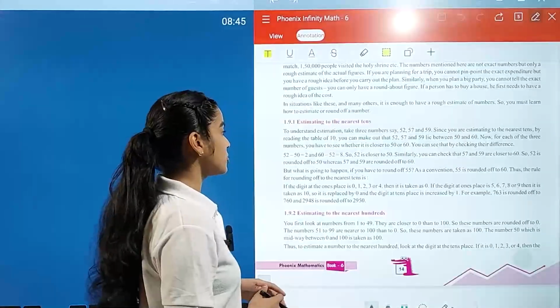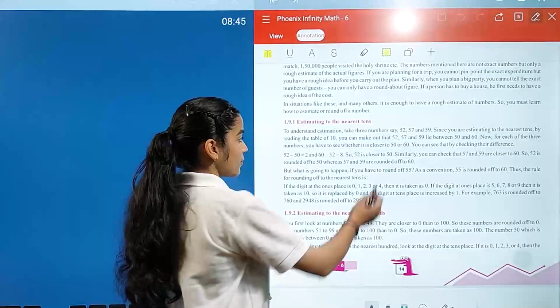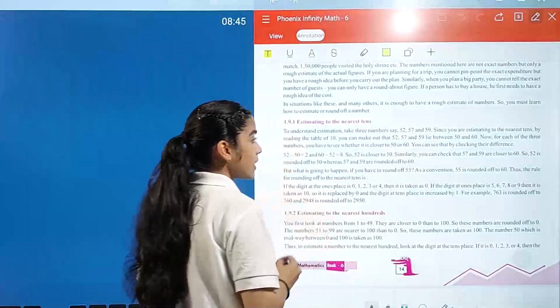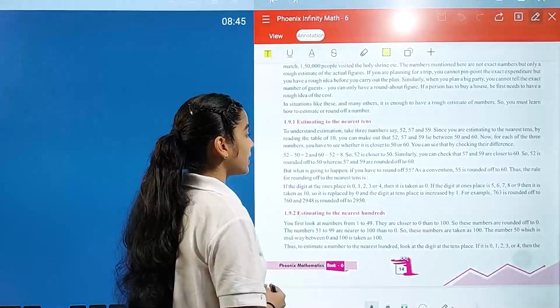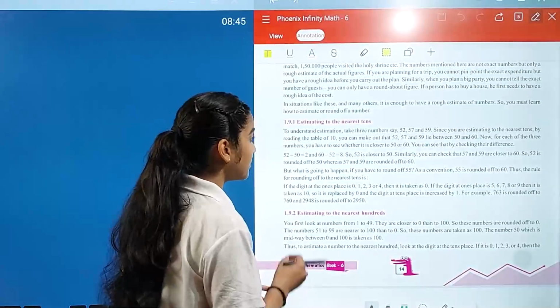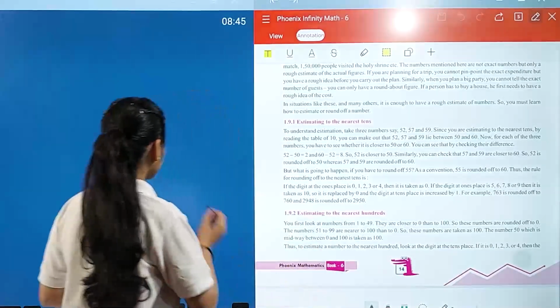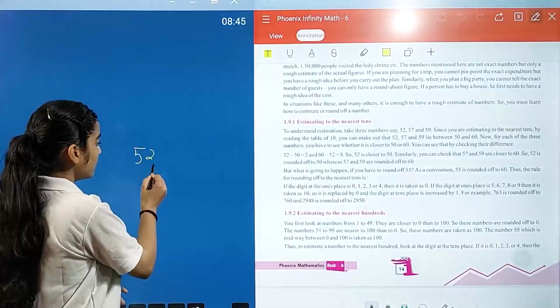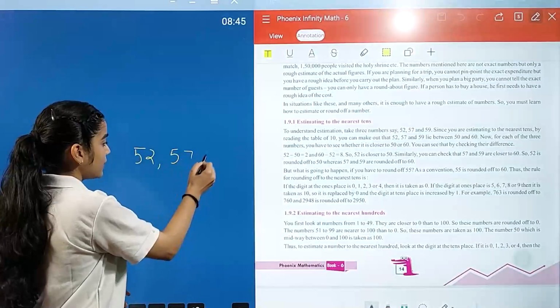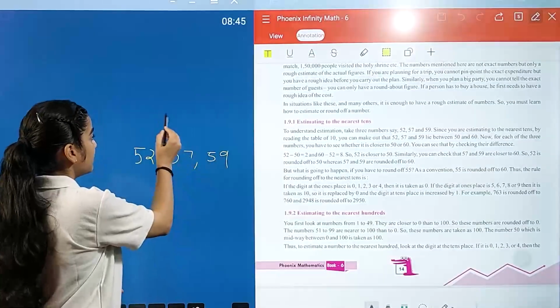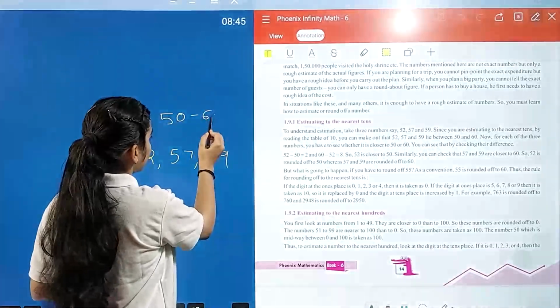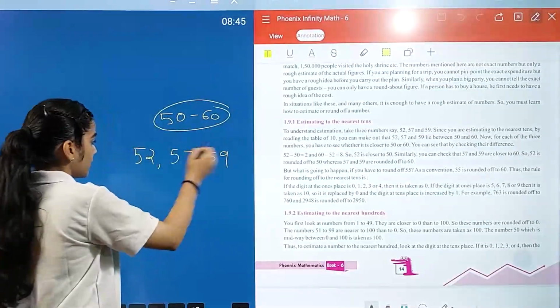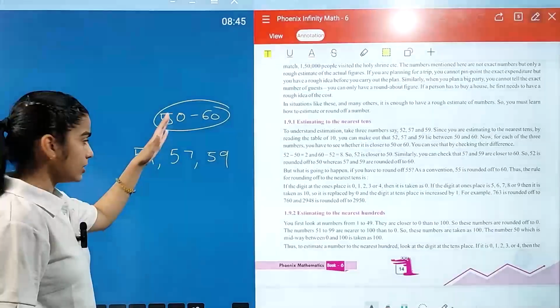To understand estimation, take three numbers, say 52, 57 and 59. Since you are estimating to the nearest tens, by reading the table of 10, you can make out that 52, 57 and 59 lie between 50 and 60. So we know that these three numbers, 52, 57 and 59, lie between 50 to 60, right?